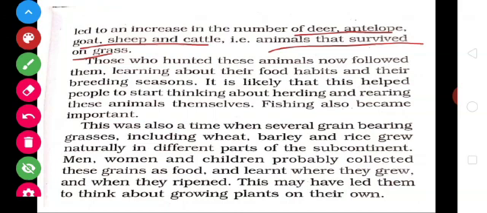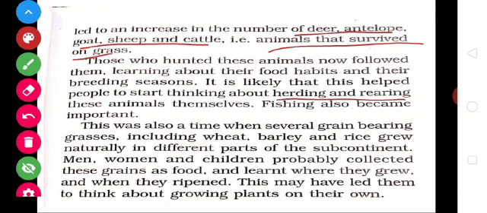Those who hunted these animals now followed them, learning about their food habits and their breeding seasons. We all know that people hunted animals, but now they started learning about their food habits and breeding seasons. It is likely that this helped people to start thinking about herding and rearing these animals themselves, and fishing also became important.